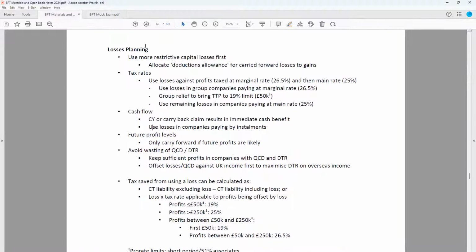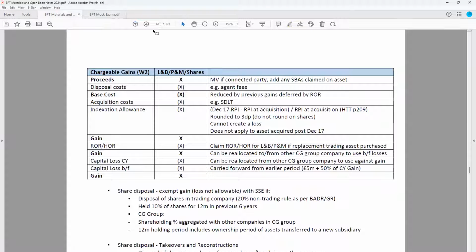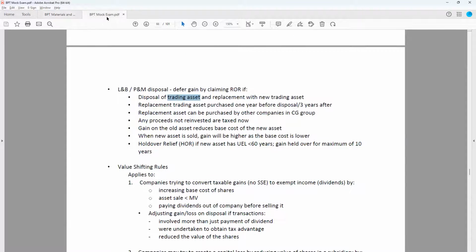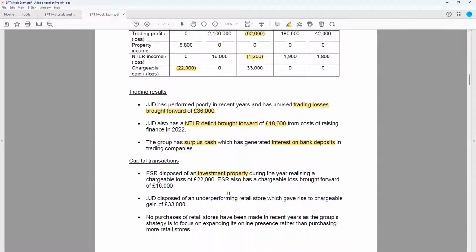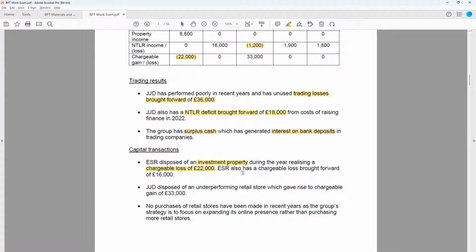Thinking about land and buildings here, and as I said previously, with disposals of land and buildings, you're always looking to roll over that gain where you can. Always look to see if you can claim rollover relief, but of course we know that's only for trading assets. In addition, a loss was made as well, so it isn't a gain that can be rolled over. It's a chargeable loss that can still be used.